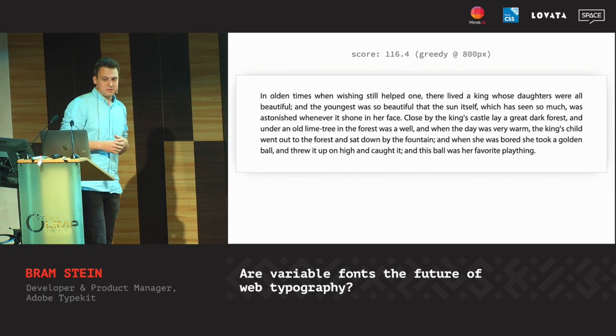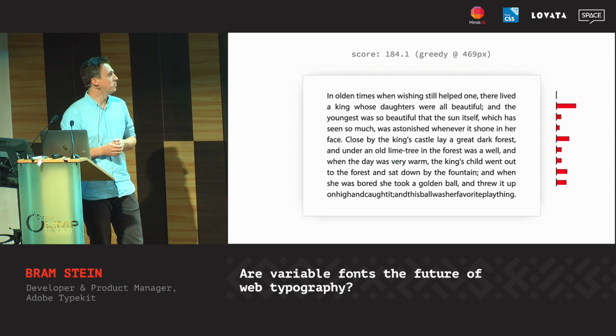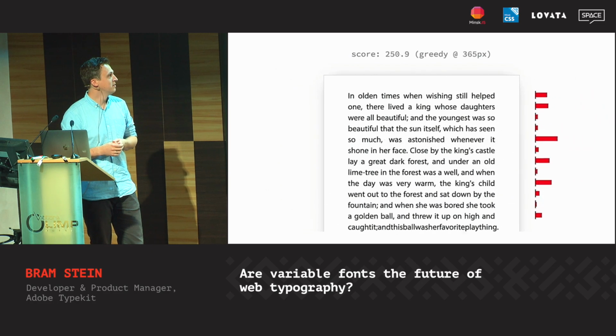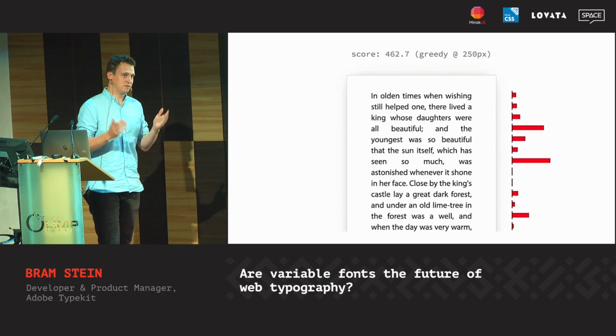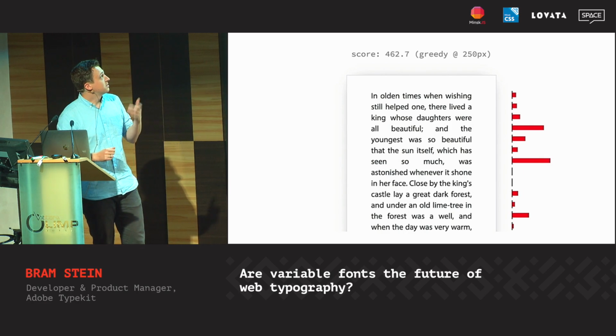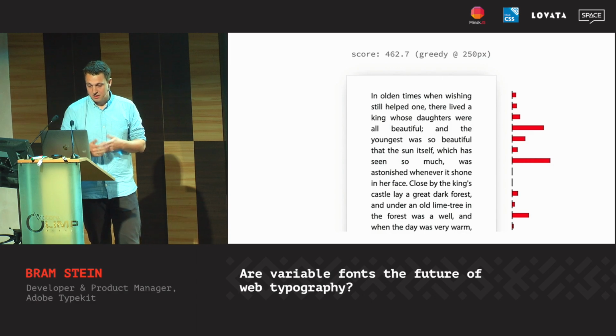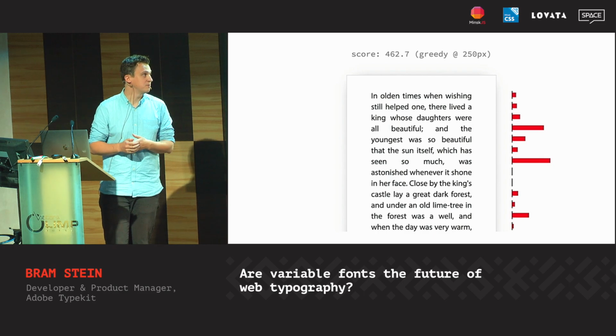Now, when you change the width of the column, you can see that the bars change, and it gets really, really bad when you make the column very narrow, which happens a lot when you're setting text on smaller screens. So for example, if the column width is 250 pixels, like here, then we have a lot of extra white space.